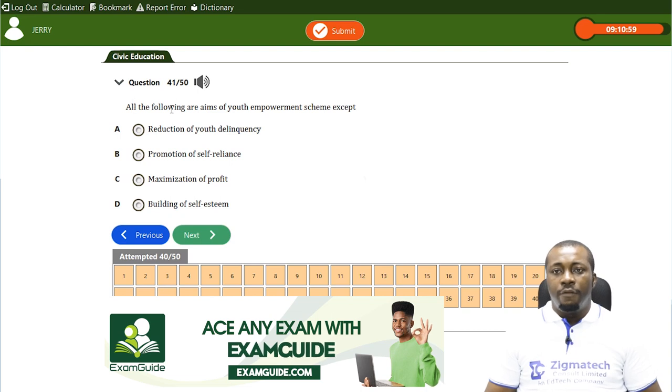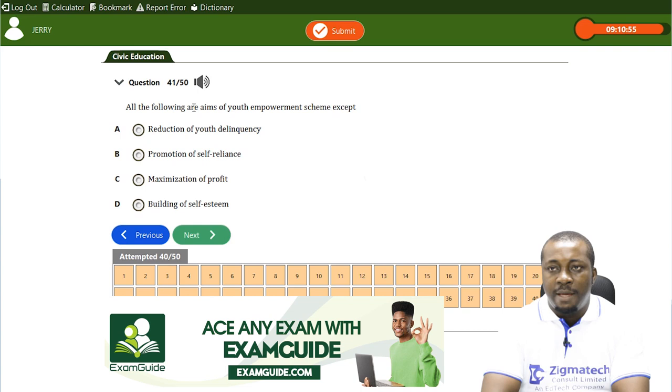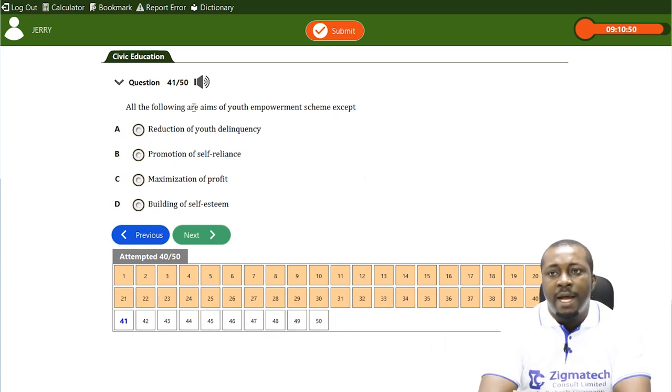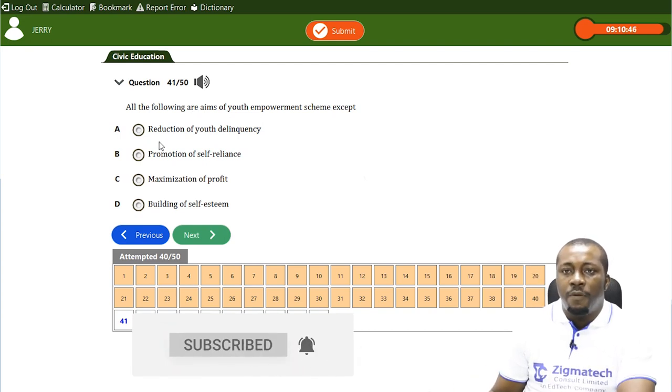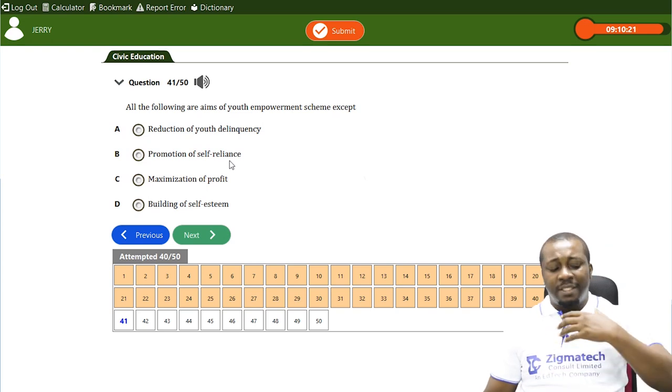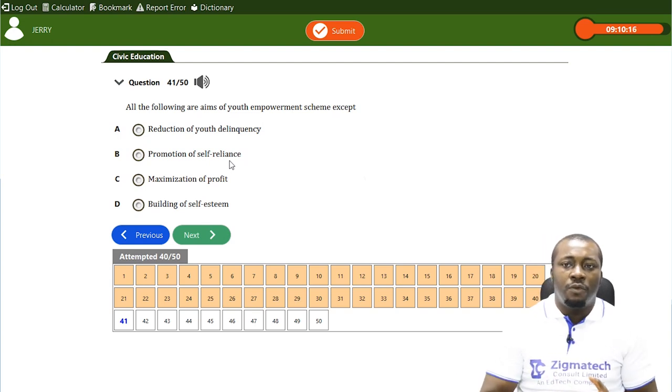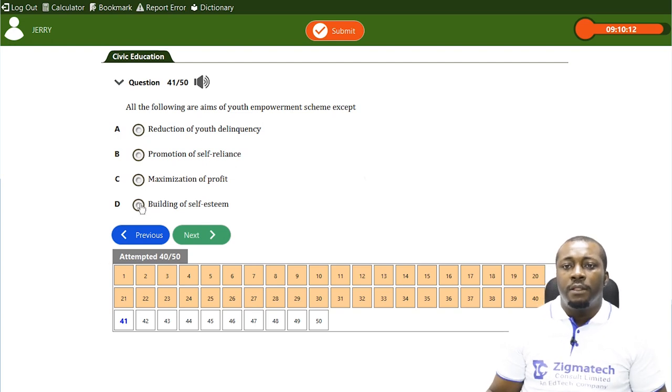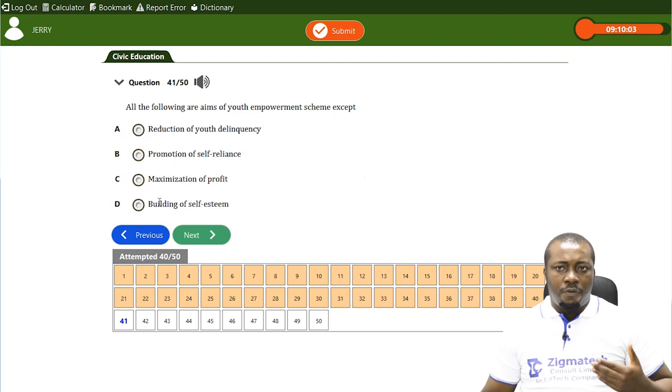Now, all the following are aims of youth empowerment scheme, except which one? Which one is not an aim of youth empowerment scheme? Now, that's what I'm asking you. A, reduction in youth delinquency. Of course, youth empowerment scheme reduces youth delinquency, some of the crimes, some of the restive manifestations of the youth. Now, B says promotion of self-reliance. Yes, youth empowerment aims to promote self-reliance so that they can be self-dependent. They don't depend on people. They do things to actually get something to live on. C says maximization of profit. D says building of self-esteem. Yes, one's self-esteem is lifted when one is empowered with skills and knowledge.